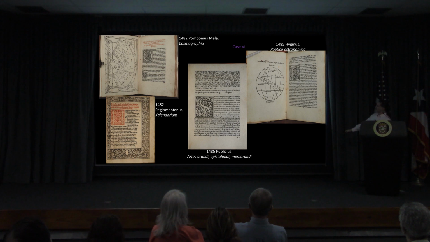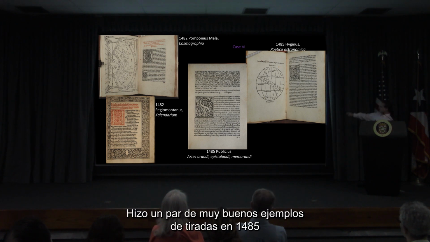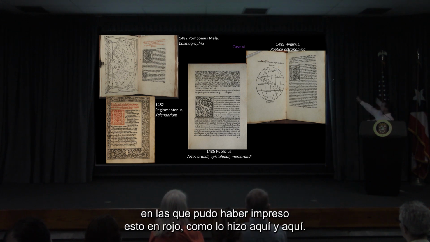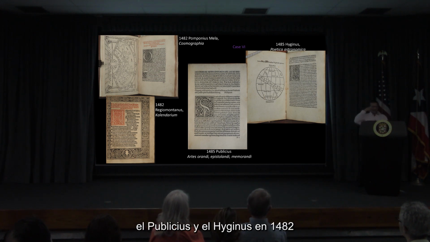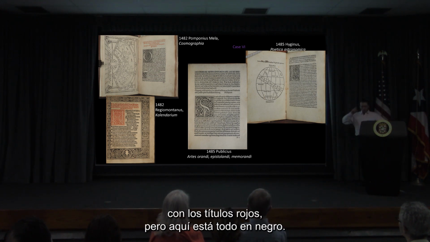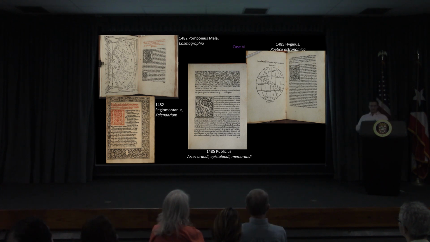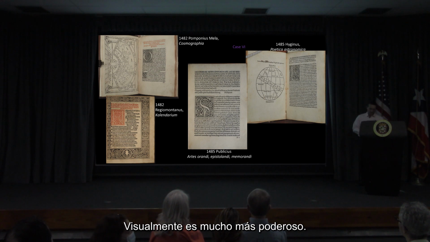There are a couple of very good examples of 1485 printings in which he could have printed this in red, like he has done here and here. This as well. In fact, he did that. He did those two, both the Publicius and the Hyginus, in 1482 with the red titles. But here is an all black. It's visually far more powerful.